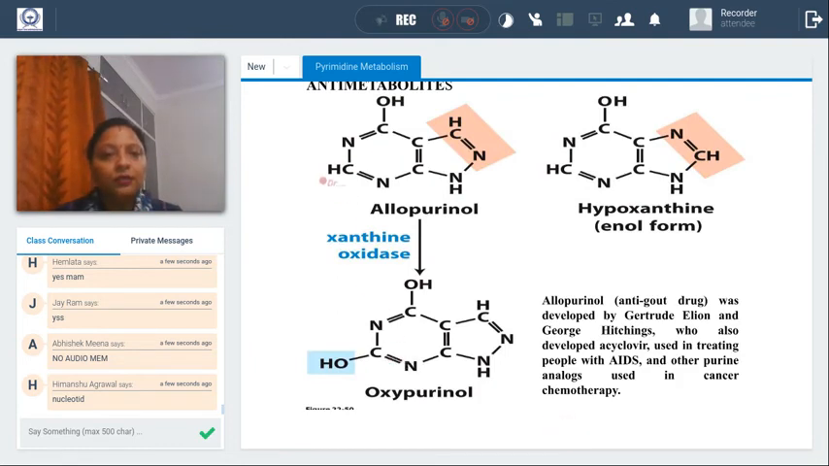So this is the product of purine metabolism. Allopurinol, you all know about this allopurinol. The anti-gout drug allopurinol was developed by Gertrude Elion and George Hitchings, who also developed acyclovir, used in treatment of people with AIDS, and other purine analogs. Allopurinol is a purine analog. The xanthine oxidase enzyme reacts with this and converts it into oxypurinol. So it will not convert into uric acid, and it is used for the treatment of gout.